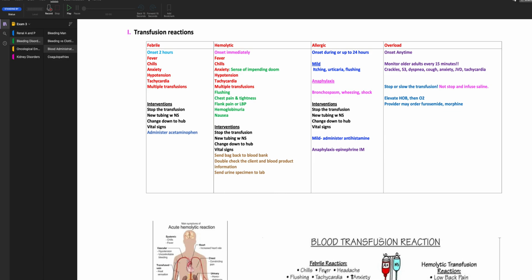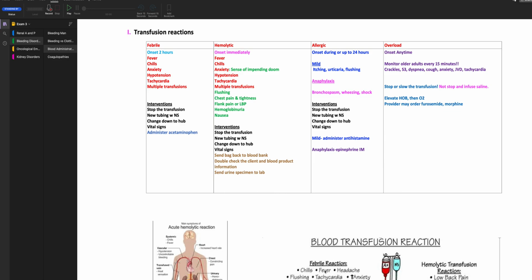Hemolytic can occur immediately. They're going to have fever, chills, anxiety, hypotension, tachycardia. This can also happen with multiple transfusions, so you don't know which transfusion it's going to happen on. They also get flushing, chest pain, and tightness, but they get flank pain or lower back pain. They're going to have hemoglobinuria, so that means hemoglobin in their urine. So you have to send a urine sample, and nausea.